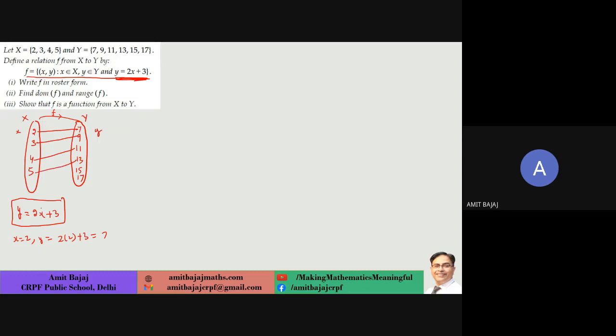So this is the arrow diagram. F as a roster form would be 2 goes with 7, 3 goes with 9, 4 with 11 and 5 with 13.